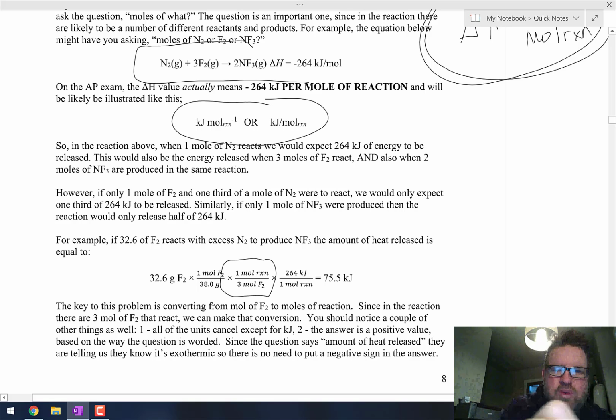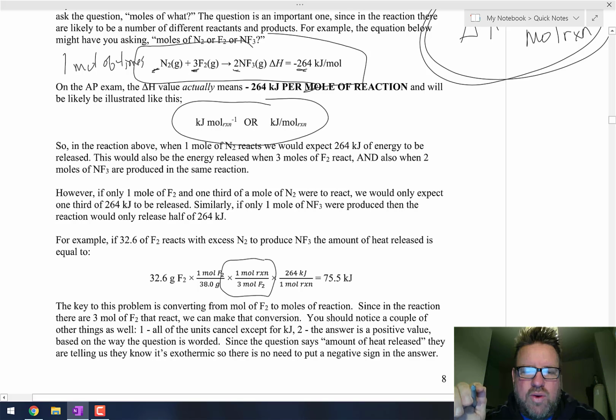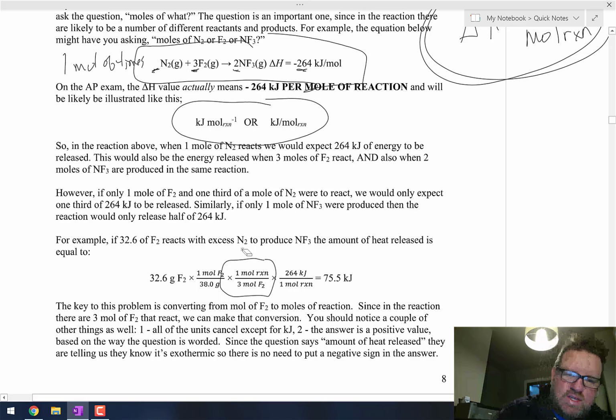Here's the balanced equation right here. When they say moles of reaction, it means if this reaction happens 1 mole of times, then this is how much heat is going to be released. If it happens 6.02 times 10 to the 23rd times, then 1 mole of nitrogen, 3 moles of fluorine, and 2 moles of NF3 are going to react. So notice that when you're using a balanced equation, I have to convert from moles of whatever they're asking me about to moles of reaction.